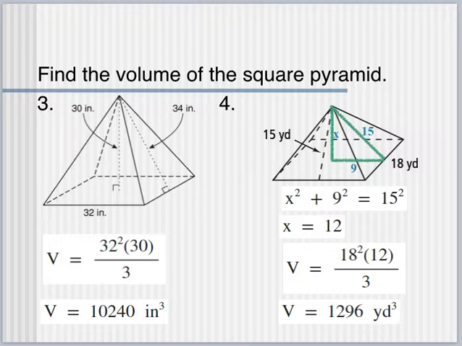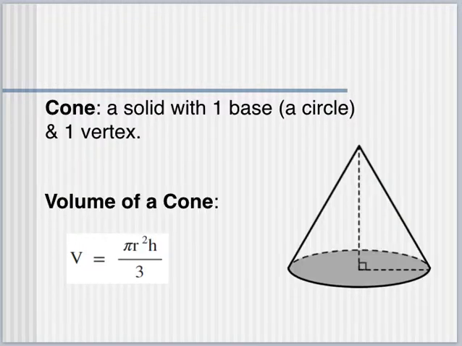Solving for the volume of cones has a lot of similarities to solving for volume in pyramids. A cone is defined as a solid with one base that's a circle and one vertex. Notice how the definition is pretty similar to that of a pyramid, in terms of having only a single base and everything else narrowing to a single vertex or point at the top. The difference is your base is a circle instead of a polygon.